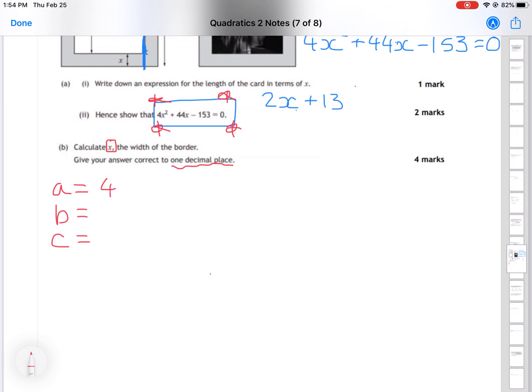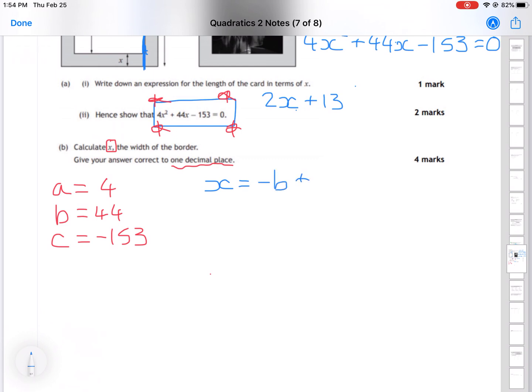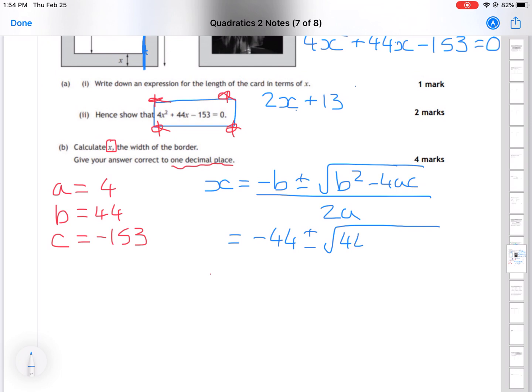So a, b and c. a is 4, b is 44 and c is negative 153, coming from that formula in part 2. We are using the quadratic formula, which is negative b plus or minus the square root of b squared minus 4ac, all over 2a. Negative b is negative 44 plus or minus the square root of 44 squared minus 4 times negative 153. That's all over 2 times a, which is 4.